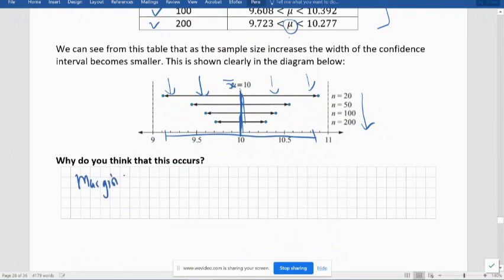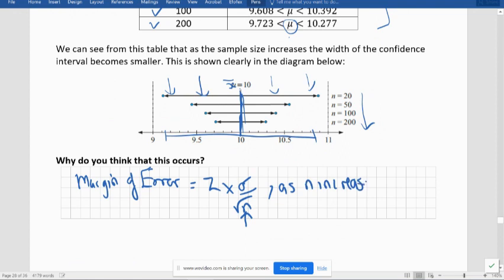So we'll put that in: margin of error equals the z value times that. And that's the key, the n value. So as n increases, I might just call it ME, margin of error decreases in this case. And it should make sense anyway too.